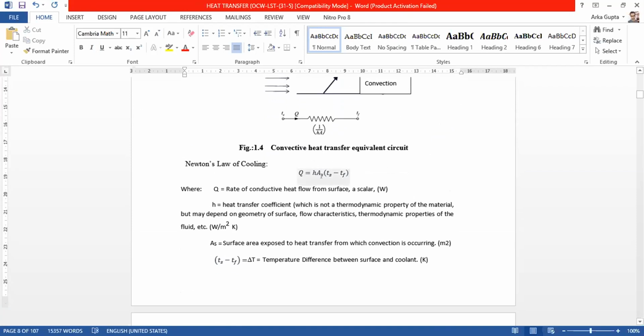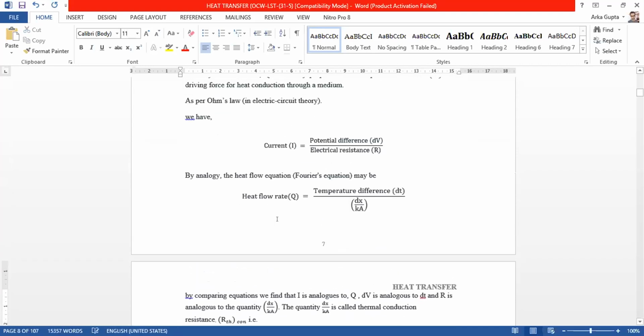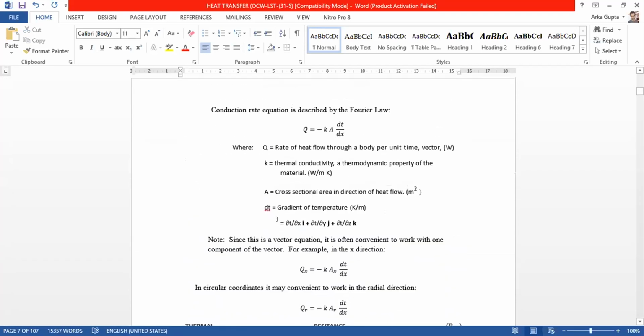So from Newton's law of cooling, Q is the rate of convective heat transfer. What will the unit be? The heat transfer coefficient h is the proportionality constant. It is called the heat transfer coefficient, which is not a thermodynamic property of the material, but may depend on the geometry of the surface, flow characteristics, thermodynamic properties of the fluid, etc. Its unit will be watt per meter square Kelvin. So k has got the unit. Let us go back to that. What was the unit of k?